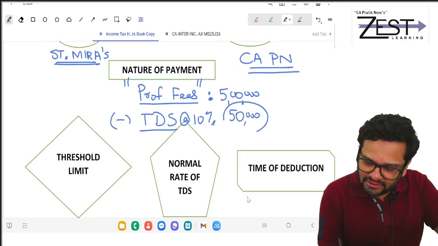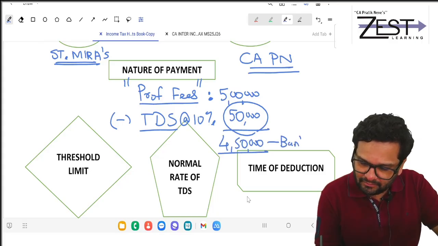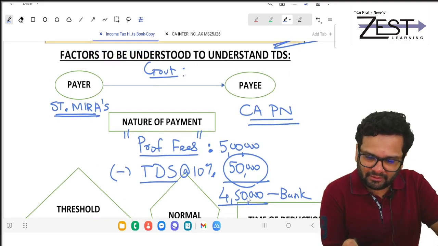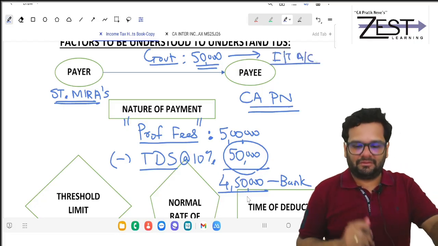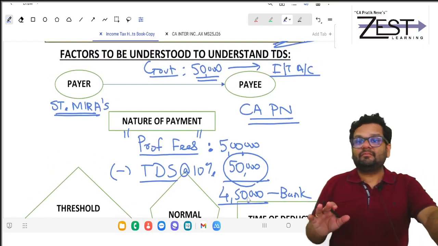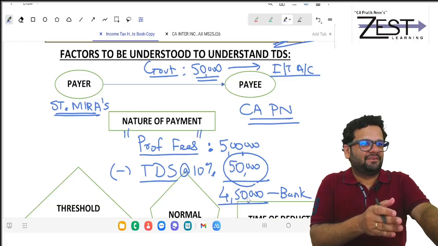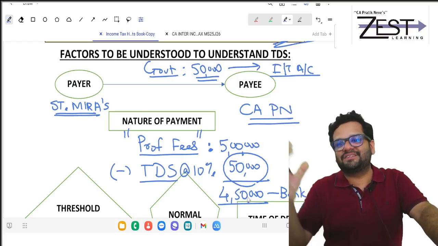So my point is very simple. Now this goes in my bank. This 50,000 goes to the government and eventually comes into the payee's income tax account. My point is, you should now understand why 10%. You should now understand why TDS was done in this case.